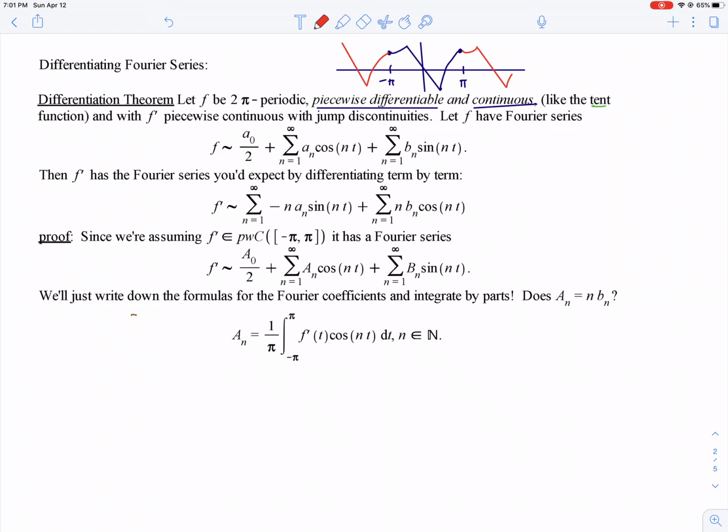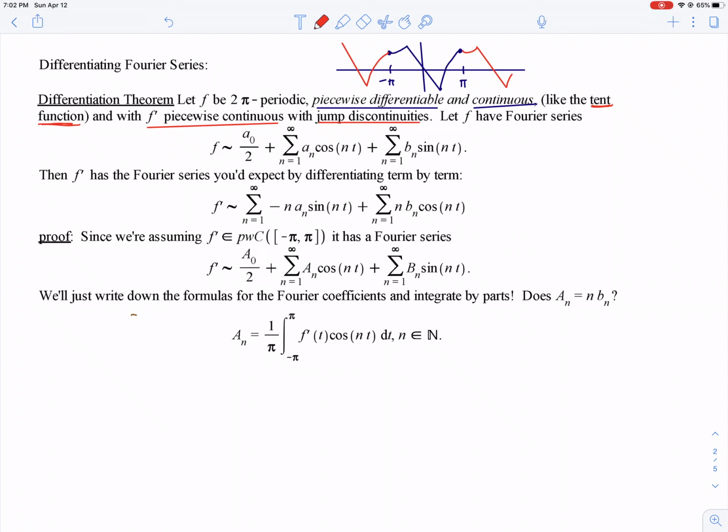Okay, so that's what kind of functions we're going to be taking derivatives of, and our favorite example in class notes is the tent function, which was the 2 pi periodic extension of the absolute value function. So f prime is piecewise continuous and has jump discontinuities. All right, so then the theorem says, consider the Fourier series for f.